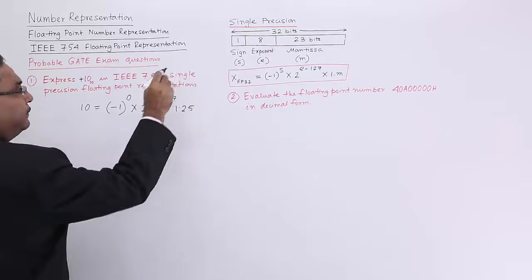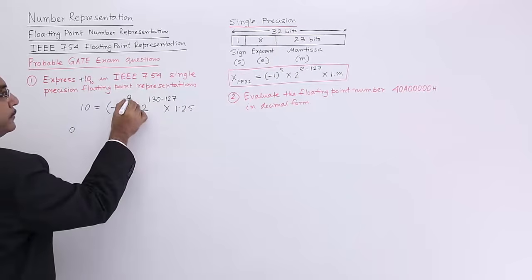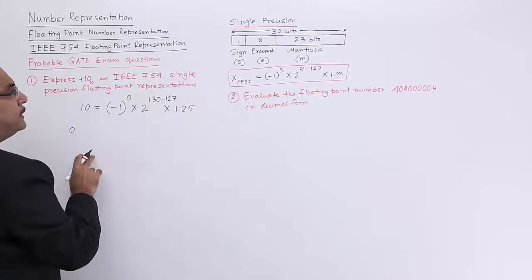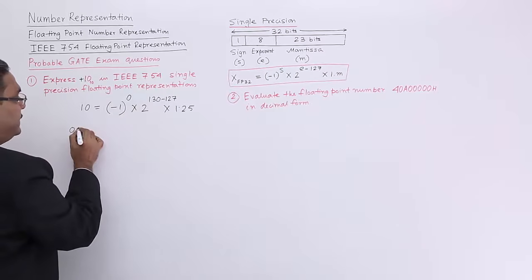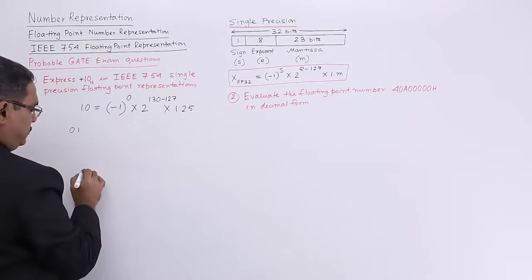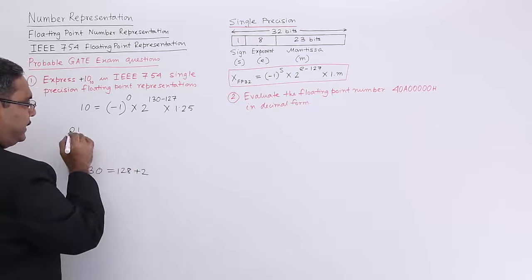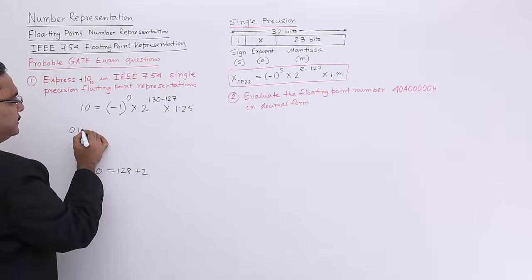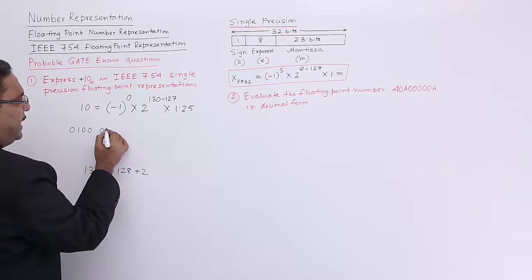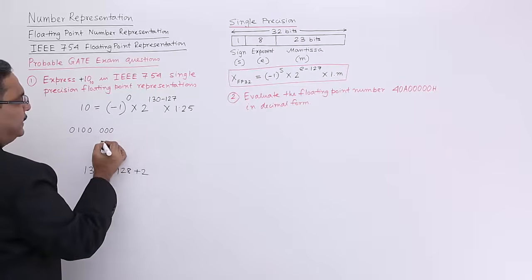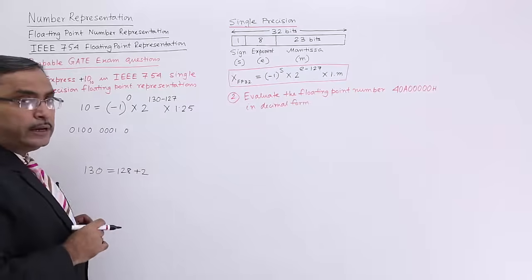Now, see, I am writing. What is the sign bit? The sign bit will be 0. Next, what is the exponent? The exponent is 130. So 128 present. What is 130? 130 means 128 plus 2. I am writing 128 present, 64 absent, 32 absent, 16 absent, 8 absent, 4 absent, 2 present and 1 absent. I think you are getting me.